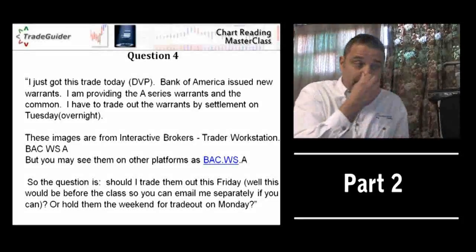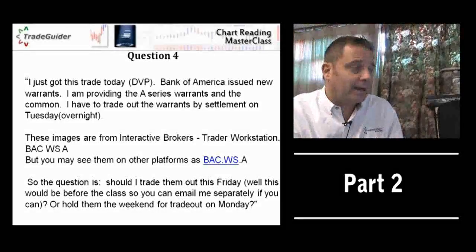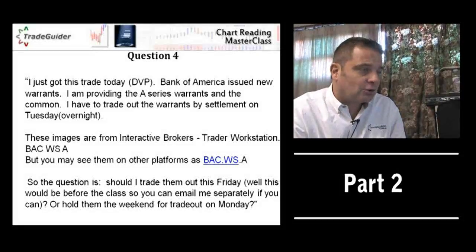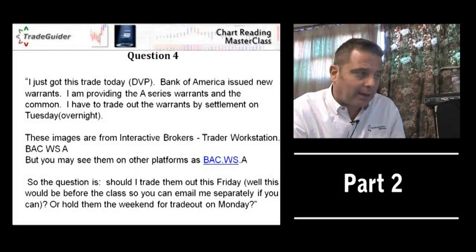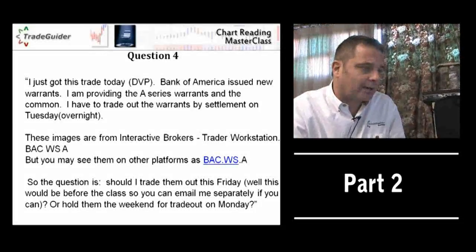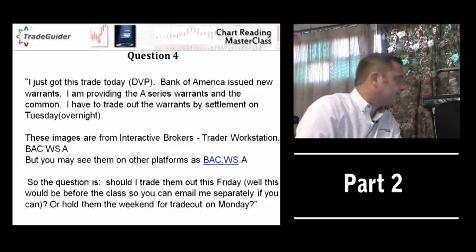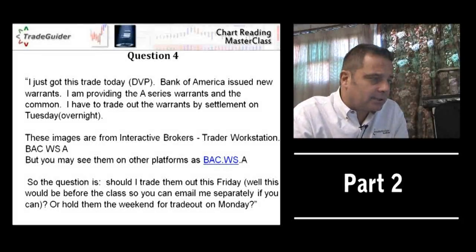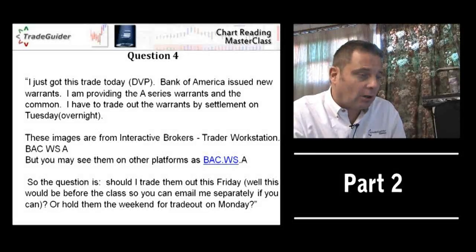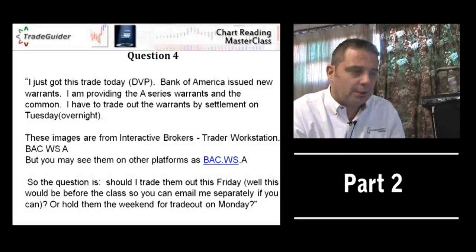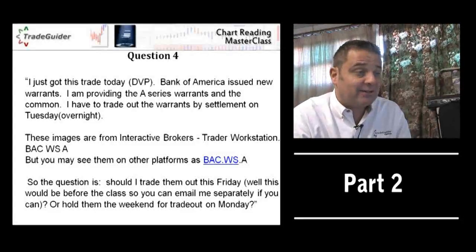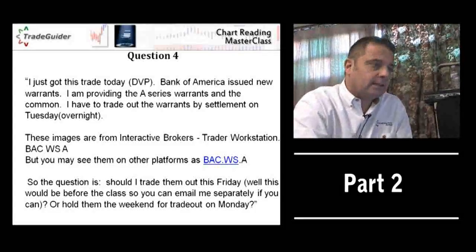But the question came: I got this trade, Bank of America issued new warrants. I'm providing the A-series warrants and the common. I have to trade out the warrants by settlement Tuesday night. These images are available from Interactive Brokers, and he's not used a Trade Guide chart, it comes from IB. Okay, and then it says, so the question, should I trade them out Friday? Okay, well, let's have a look at the big chart. We can't tell you what to do, but we can have a look at the chart and see if there's any serious signs of weakness or strength to give you an indication.